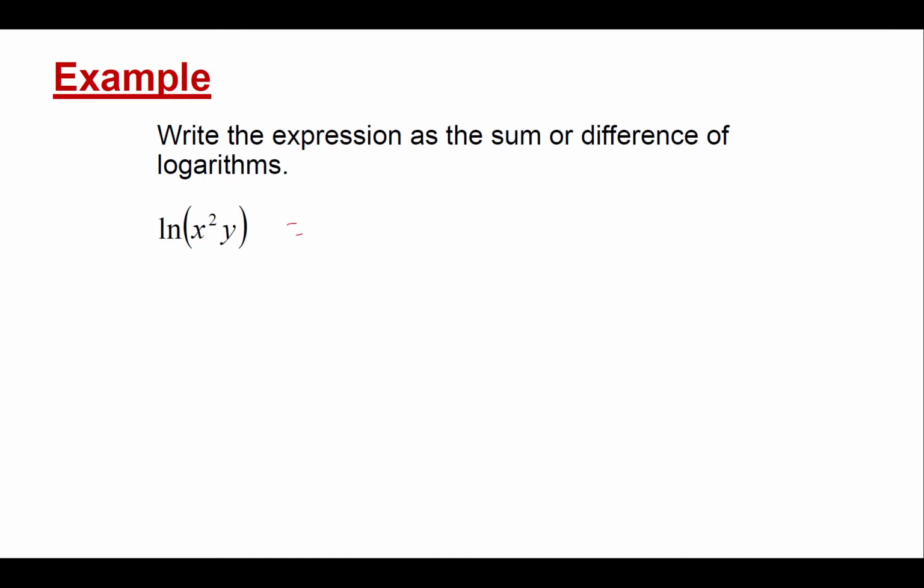Here we can use the product property, and we can write ln x squared plus ln y. And since there is a power, we can use the power property, and we can bring this 2 in front, and that is the most we can do.